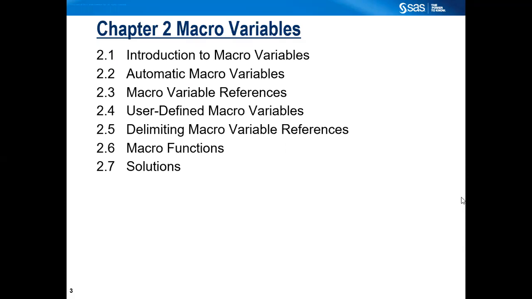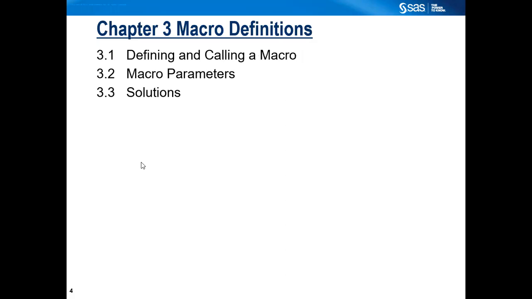functions. At the end of every chapter in your PDF book, you have solutions for the exercises, for the practices, for the demos, for the activities. That is what it's telling you, you have solutions at the end. Chapter 3 would be all about macro definitions. So what is a macro definition? How do you write a macro definition? All this is covered in this chapter. So we'll define and call a macro and we'll see what macro parameters are.